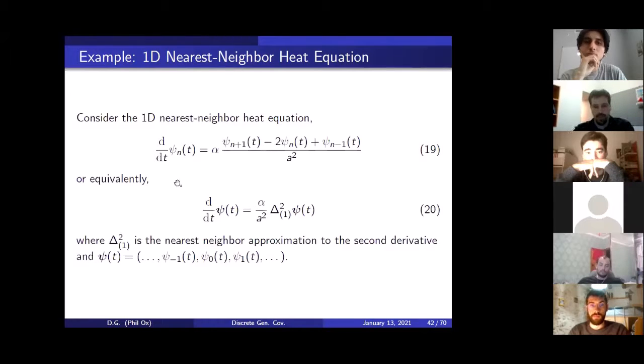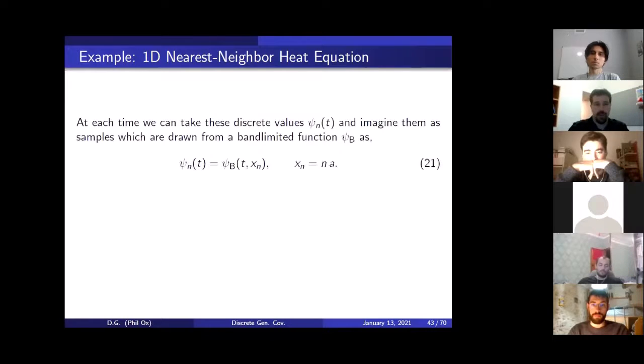Or equivalently, we can collect all of these values of the heat field together into a big vector, right? And then this is a linear equation on them. And so the time derivative of this vector is alpha over a squared times this delta, which is just the collection of ones and minus twos and ones, which reproduces 19. So it's a tridiagonal matrix with 1, minus 2, 1.